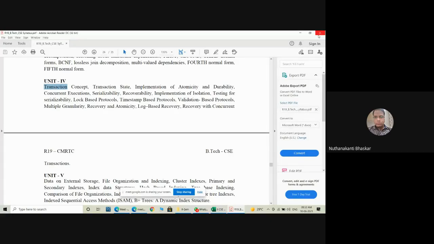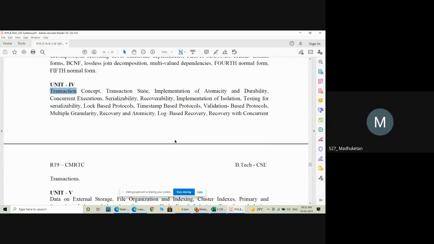Yes or no? Especially in financial areas. Yes or no? Yes, sir. Now this fourth unit is based on transaction management.